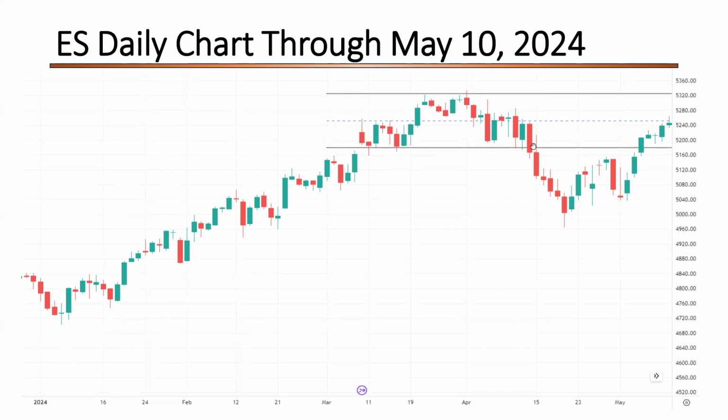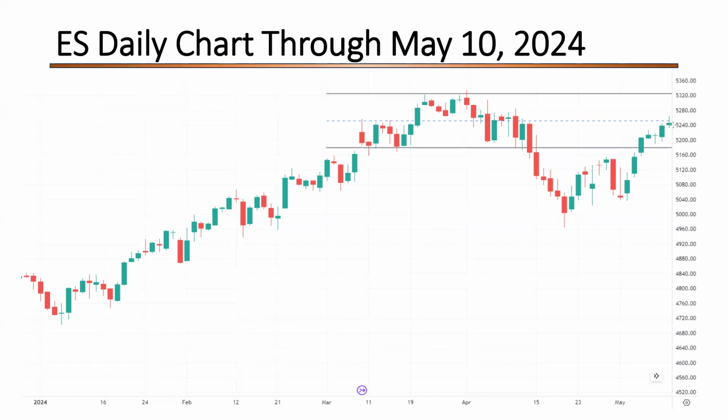And then in mid-April, it did break down under this zone, and it went down to the next support, which it also broke through, and then found support at this level right here, the 4960 level. The market recaptured this gray zone last Monday. And on last Friday, May 10th, it closed right around the middle of the zone.